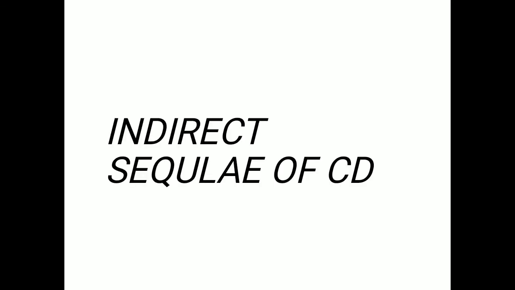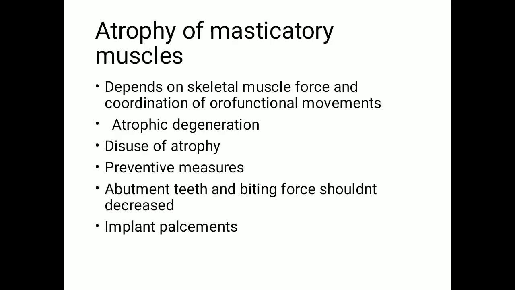The next one is indirect sequelae. Here, two functions are involved: atrophy of masticatory muscles and nutrition. First, we go into the atrophy of masticatory muscles. It always depends on skeletal muscle force and coordination of orofunctional movements. Here, atrophic degeneration will be involved, also disuse atrophy. To prevent atrophy of masticatory muscles, we can preserve abutment teeth, and biting force should not be decreased. The second measure is implant placement, so the disuse atrophy can be prevented.